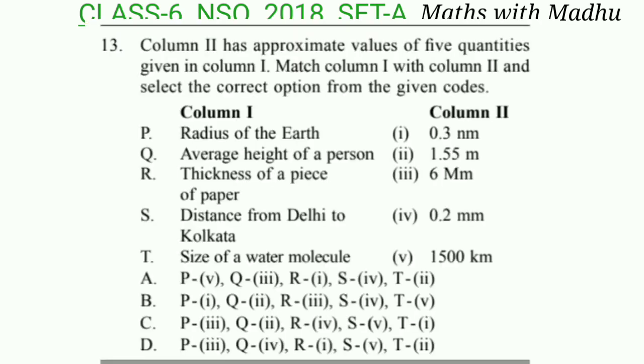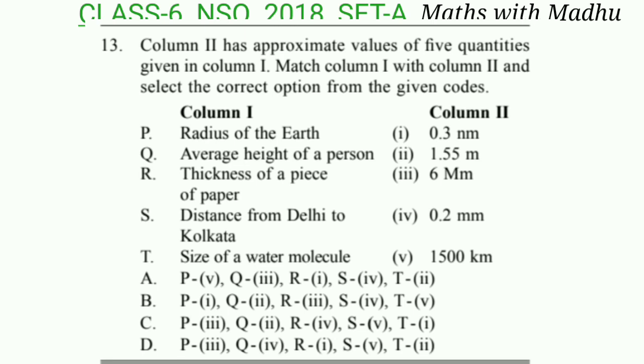Now question number 13. Column 2 has approximate values of 5 quantities given in column 1. Match column 1 with column 2 and select the correct option from the given codes. P of column 1 is radius of the earth, which is 6 mm. So P will be 3I. Q is average height of a person, which is 1.55 meter. So Q will be 2I.